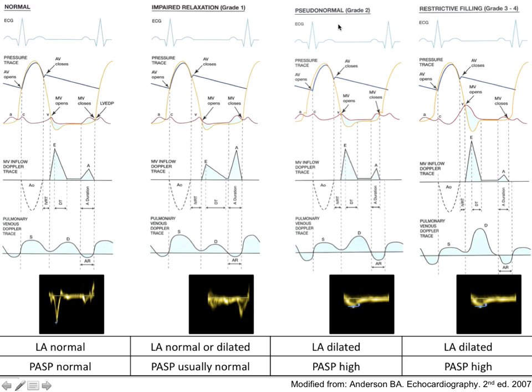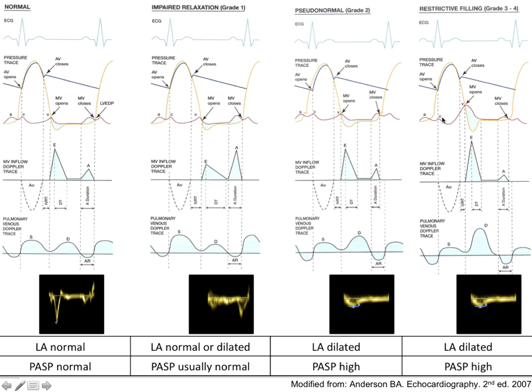As diastolic function worsens, the left atrial pressure goes up, you have a pseudo-normal filling pattern, your tissue Doppler is worse, you have blunting of your S and taller D, your left atrium is dilated and your pulmonary pressures are high.